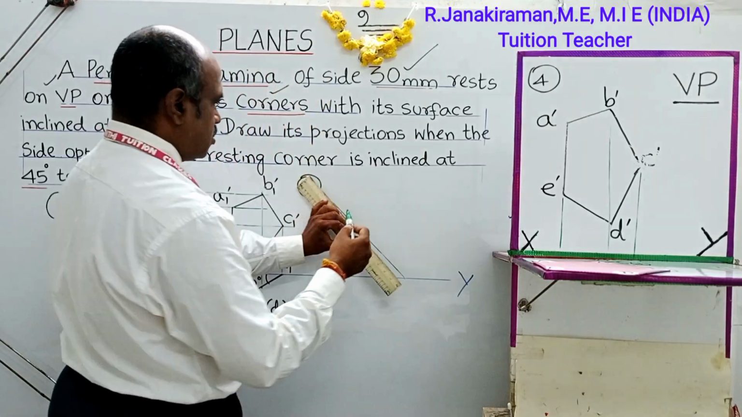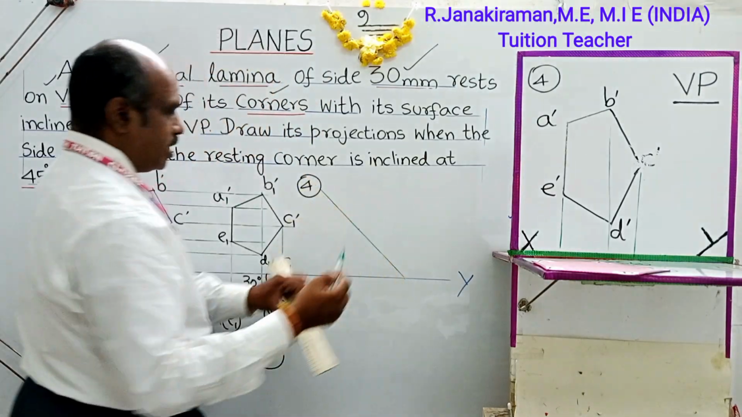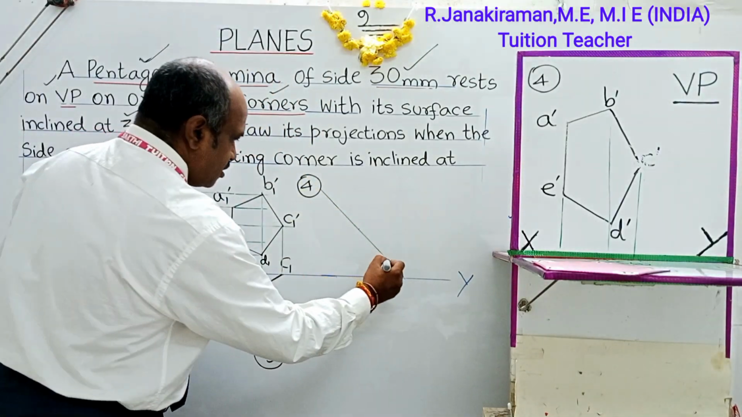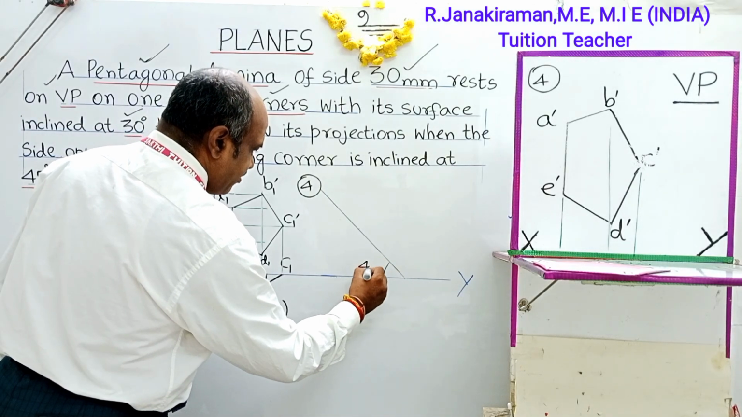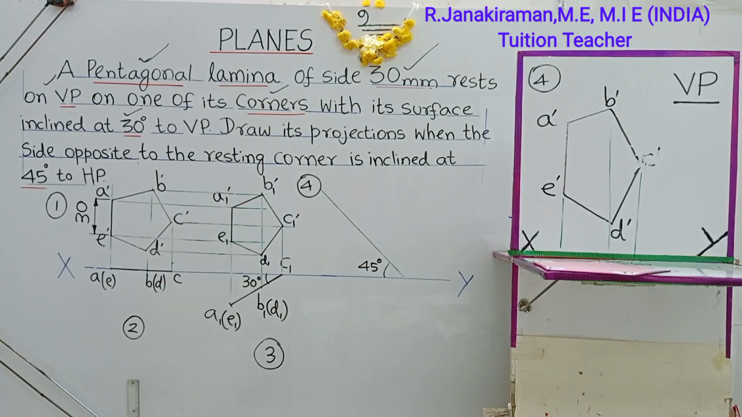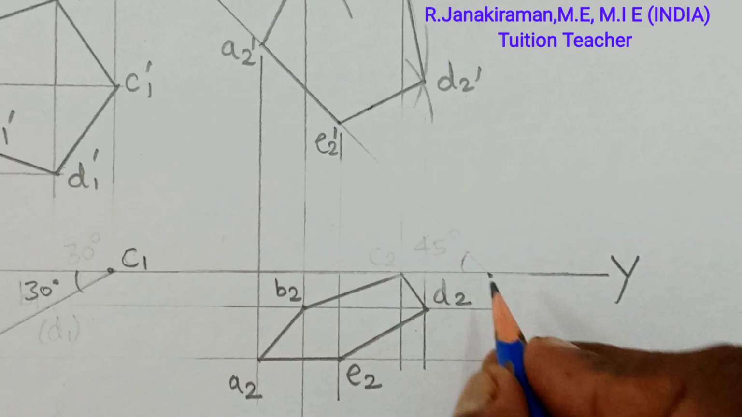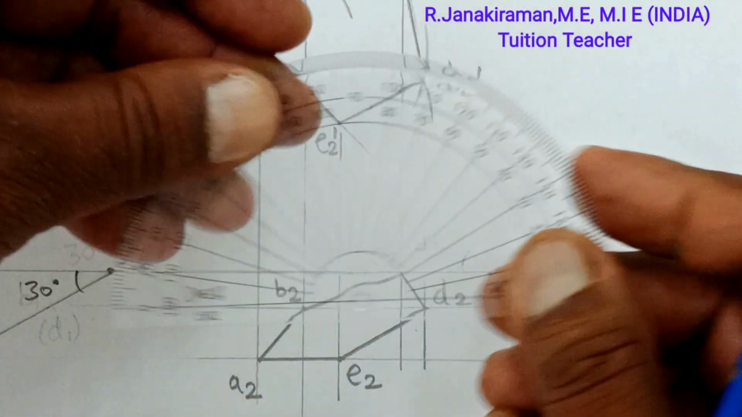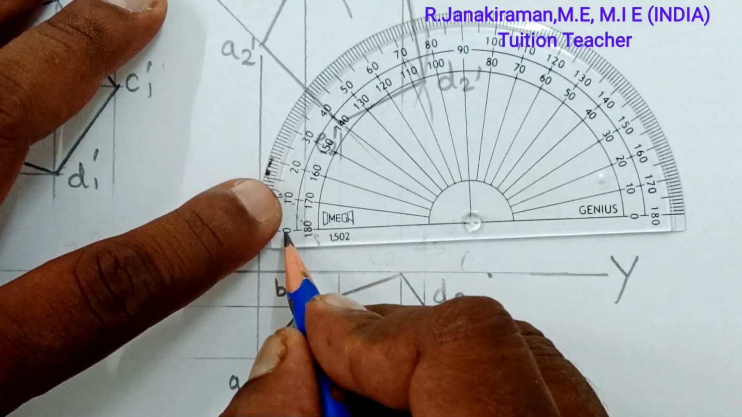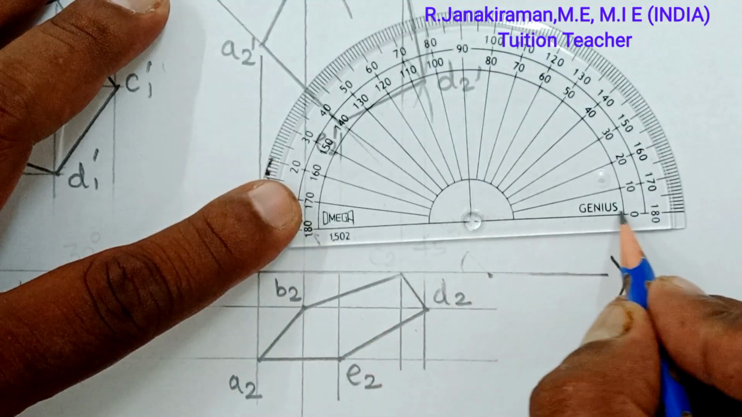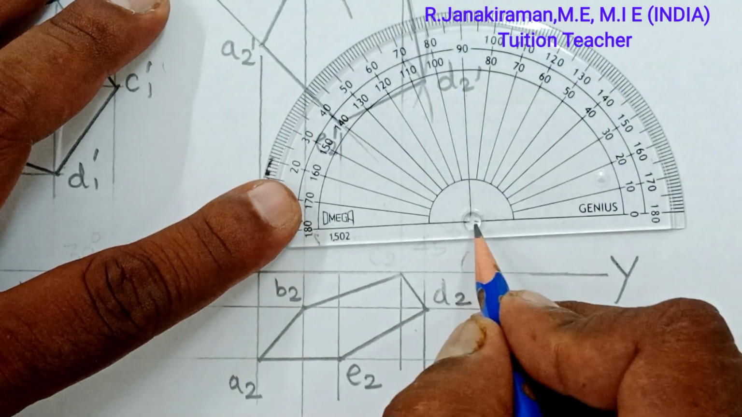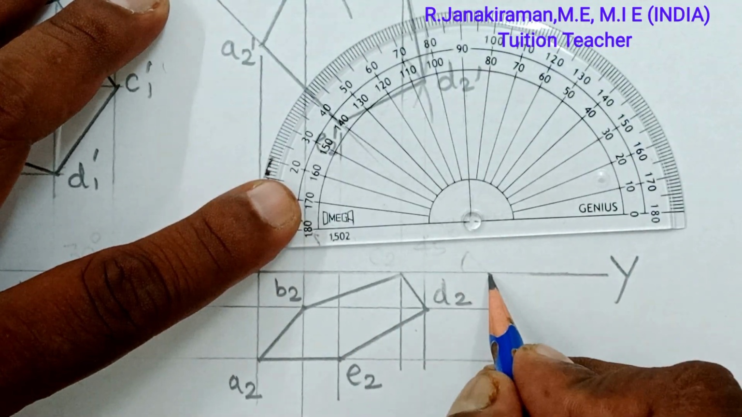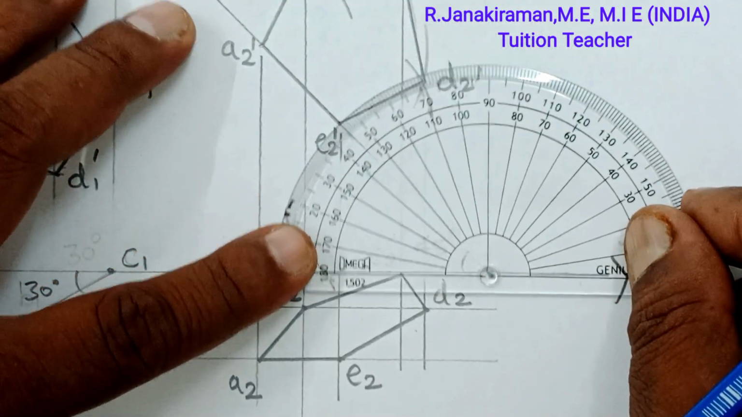Okay, this angle is 45-degree inclined to HP. This is the located point on the XY line. Take your protractor. This horizontal line is the baseline of your protractor. This is the center of your protractor, which must coincide with this located point. Keep your protractor like this.